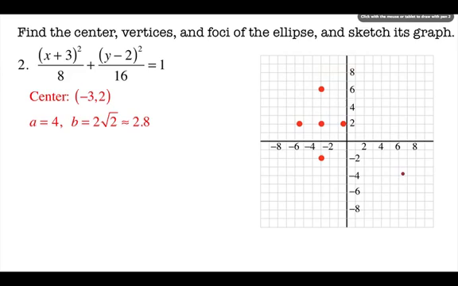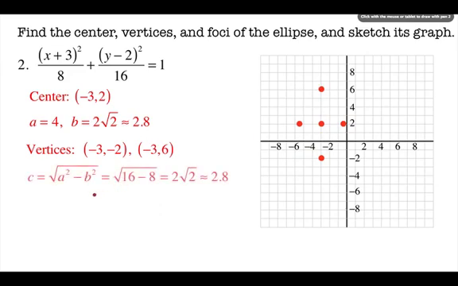From here, I'm going to find the foci. So I know that these are my vertices, (-3, -2) and (-3, 6). And then I'm going to find the foci. I go through the math, plug the values into this formula, and I end up with 2 radical 2, which is approximately 2.8. So from here, I'm going to travel 2.8 up and 2.8 down, and this is how I get the coordinate values of the foci.